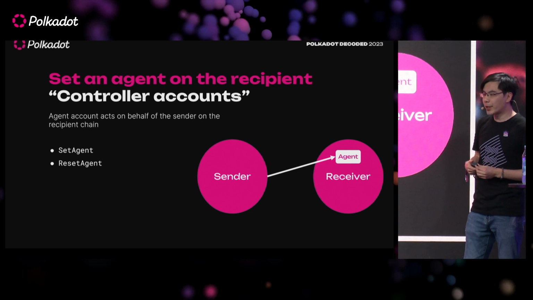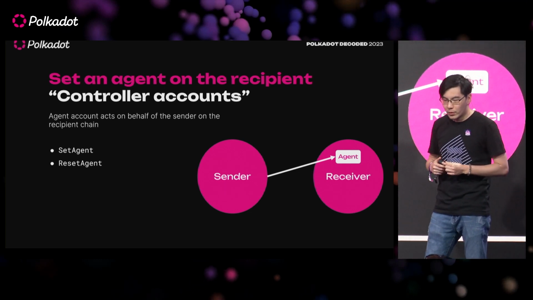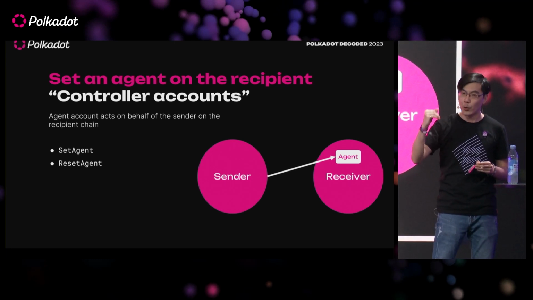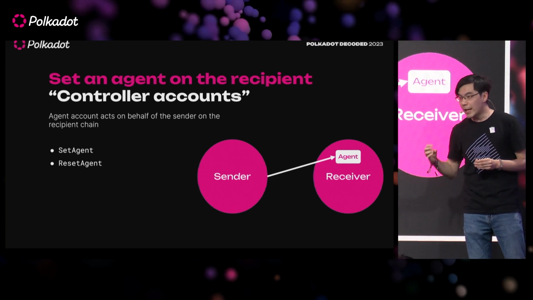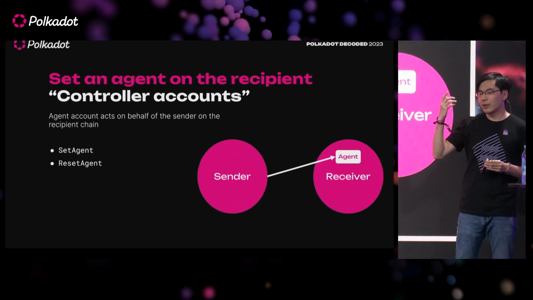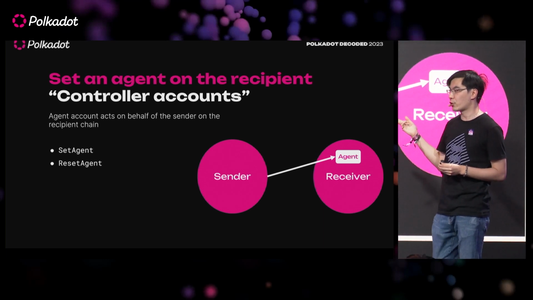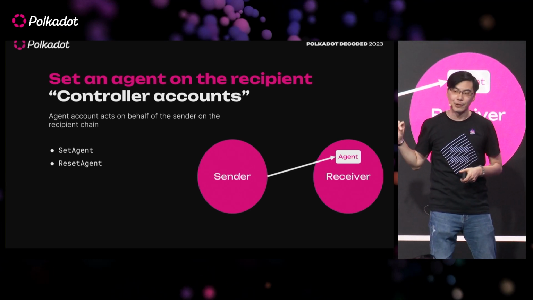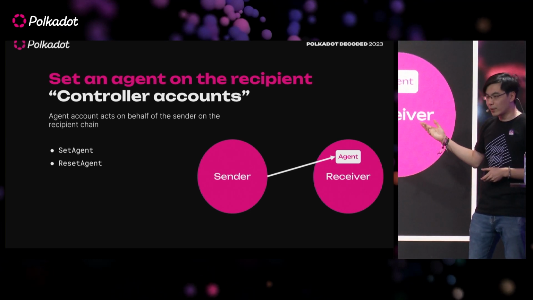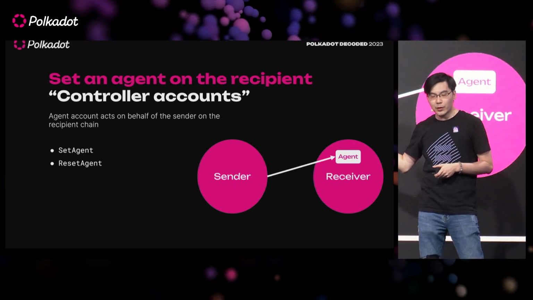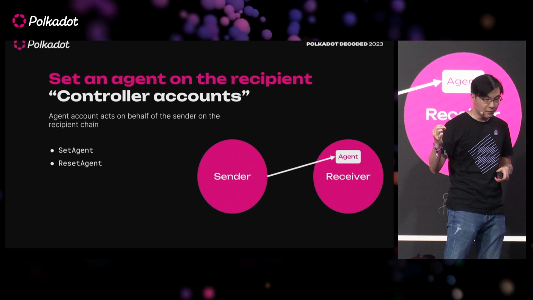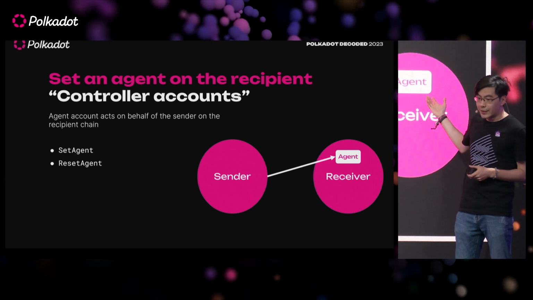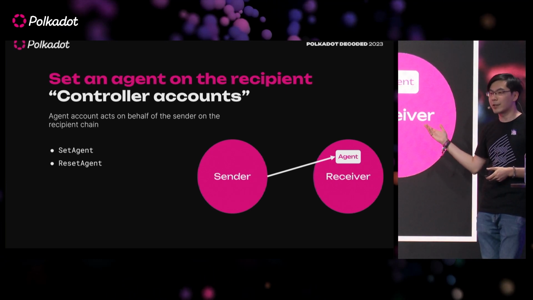This could be useful in cases where you want an account to be controlled by you, the sender, locally, and you want to specify it when you send the XCM. So the two new instructions that allow you to accomplish this are set agent and reset agent. This account that you create will be tied to the sender or sender origin, and it would exist on the receiving parachain. And this agent will then simply act on behalf of the sender.